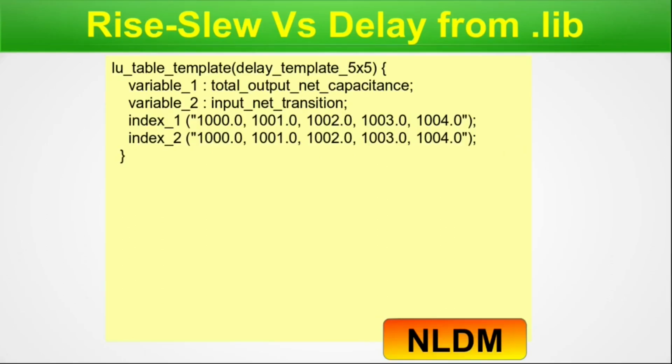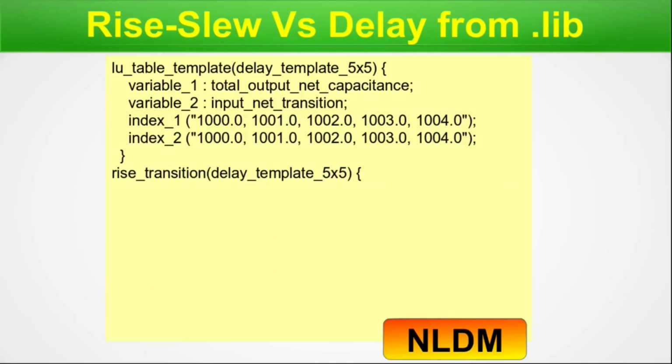So this template will be way up in the .lib file, and the next table, which is the actual table, may come inside a particular cell. So this particular LU table template is common for all, but the actual data for each cell will be different, and that will be inside each cell's definition inside the .lib. So let us see such an example also.